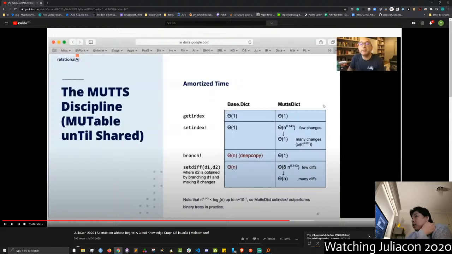That's interesting. This is the first time I've heard about the MUTs discipline. So mutable until shared. I learned something new in this one.